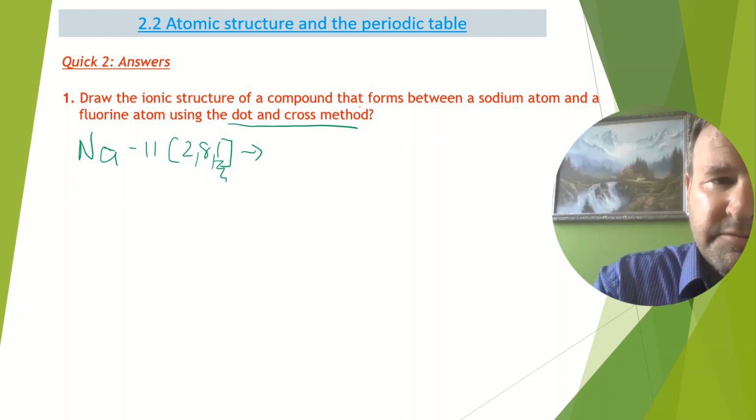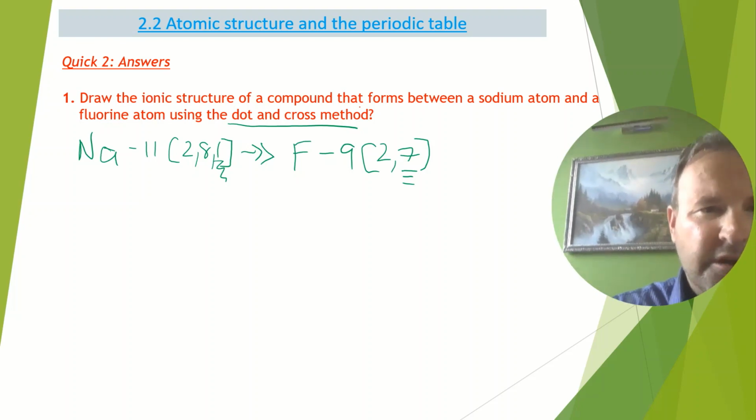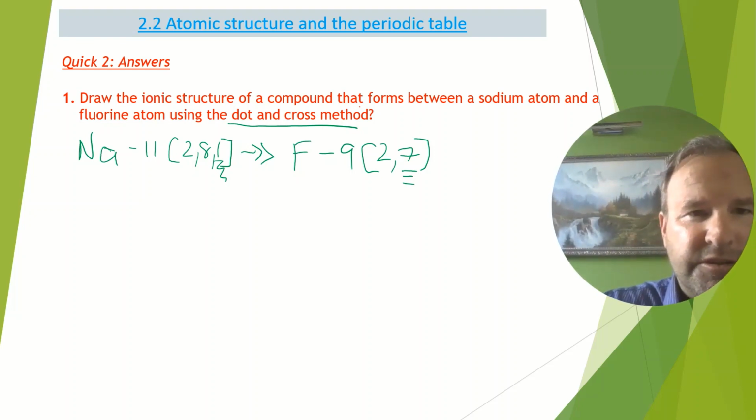And then as far as the other one's concerned, that would be fluorine. It has an atomic number of 9, shorthand electronic configuration of 2, 7, and we'll be just having a look at those 7 electrons. Now that we have the information, we can work out what we need to do.